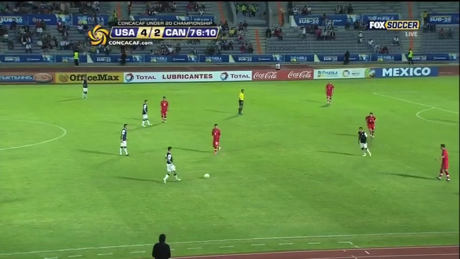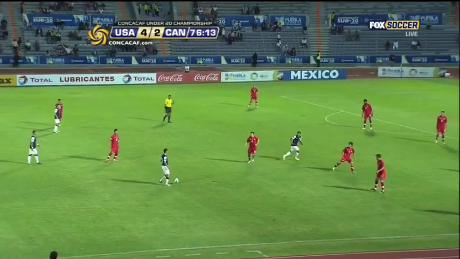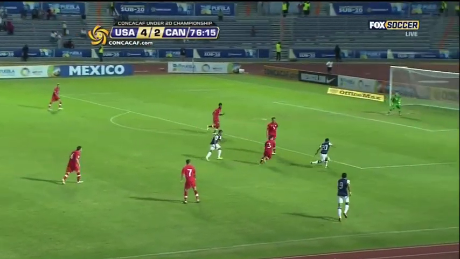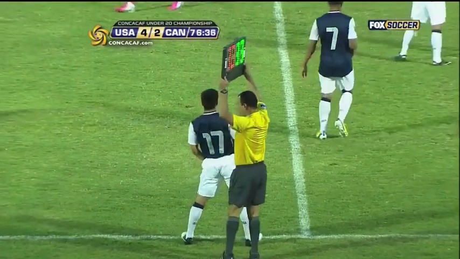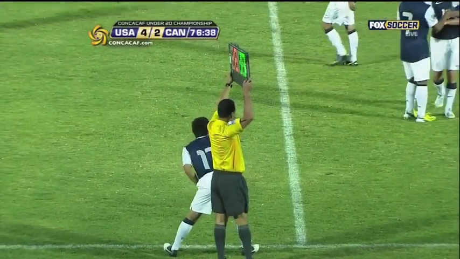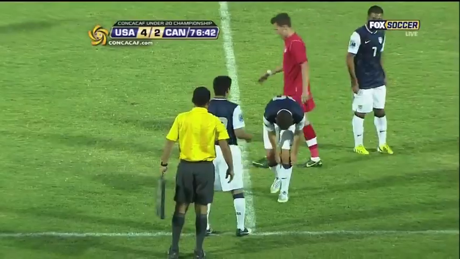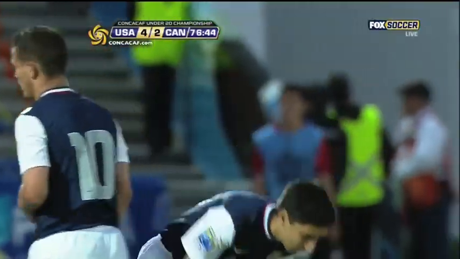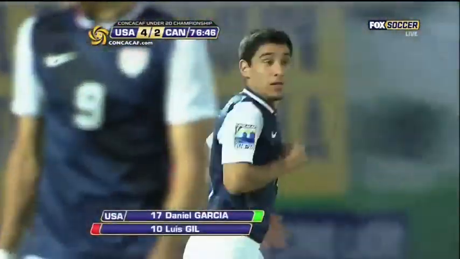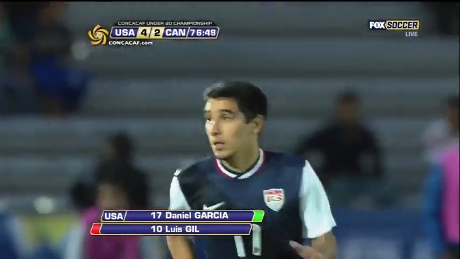And native of the Toronto area, third and final substitution for Canada. The U.S. will make their first substitution of the game. Luis GIl, what a match that he's had on both ends of the field coming off. And Daniel Garcia, the Dallas native, ACC Freshman of the Year with North Carolina, member of the FC Dallas Academy.